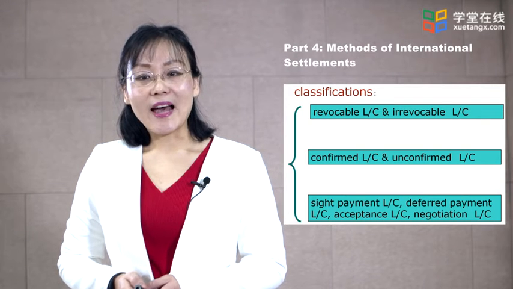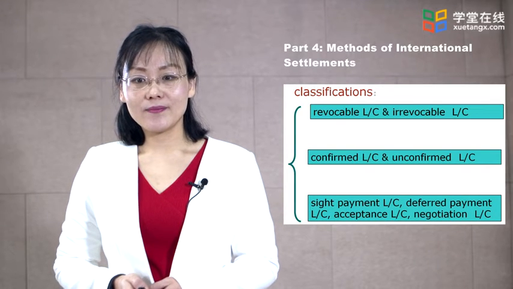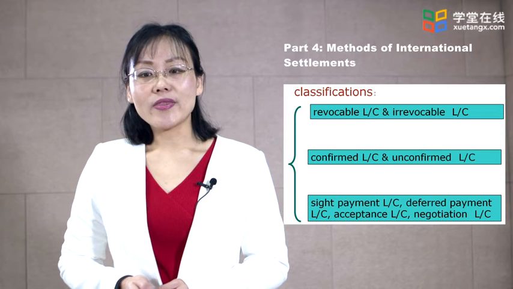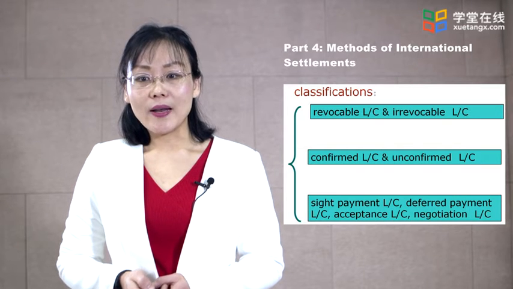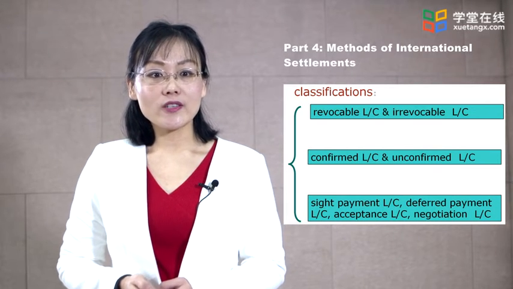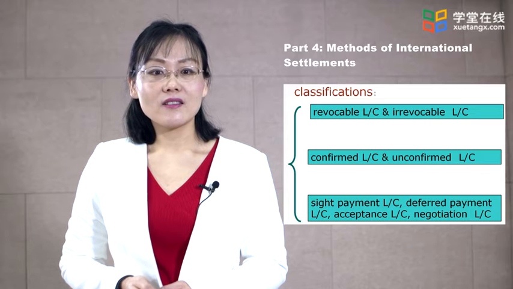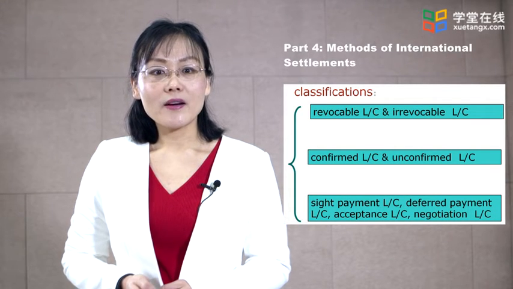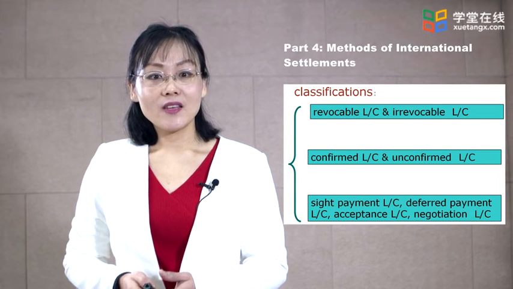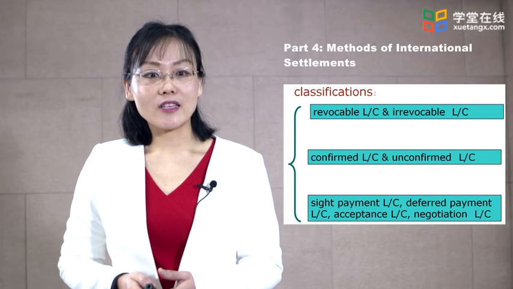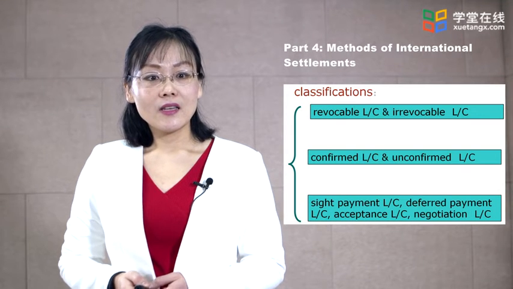Confirmation is only added to an irrevocable credit at the request of the issuing bank. It is used when the seller doesn't have confidence in the issuing bank or the political risk in the importer's country is very high. If the issuing bank is considered to be a first-class bank, there may not be any need to have its credit confirmed by another bank. If the advising bank confirms the credit, it must pay without recourse to the seller.